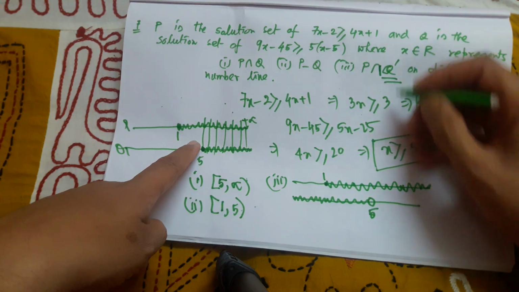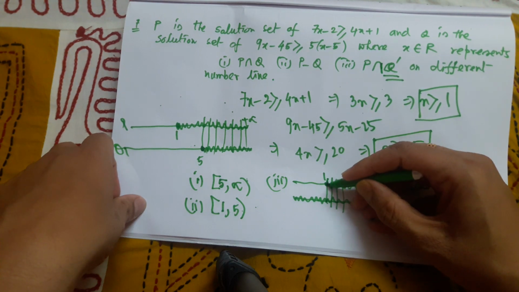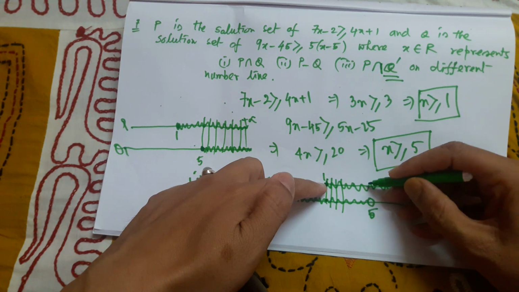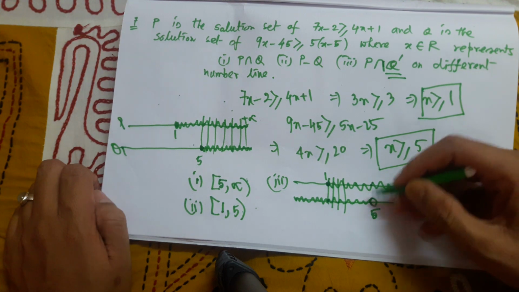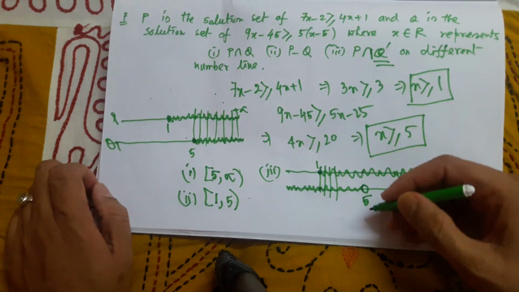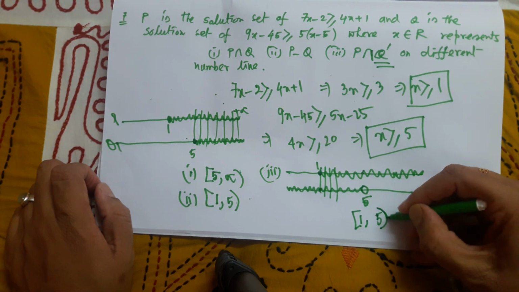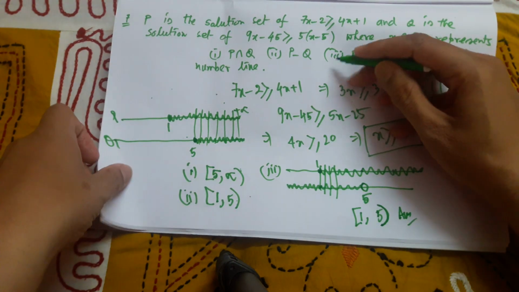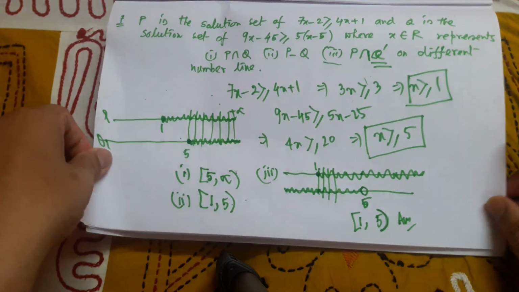Now it's an intersection sign, so we have to take common. Here 1 is close and here also 1 is there. So from 1 close to 5 open, because here 5 is open and here 5 is close, so common will be open 5. So the answer will be close 1 to open 5, means first bracket, not third bracket. This is the answer of the third part. Understand that? Next question.